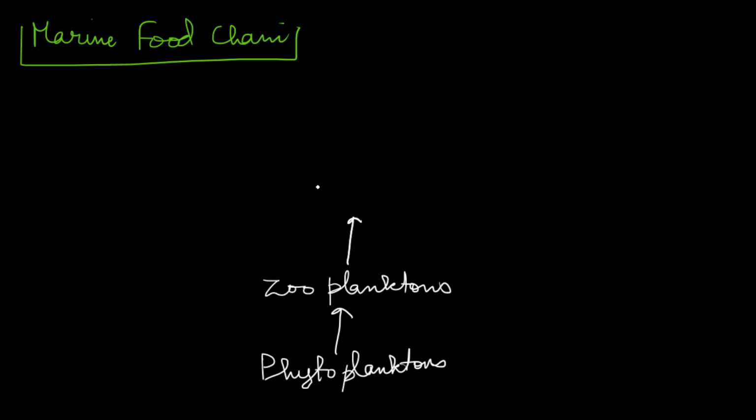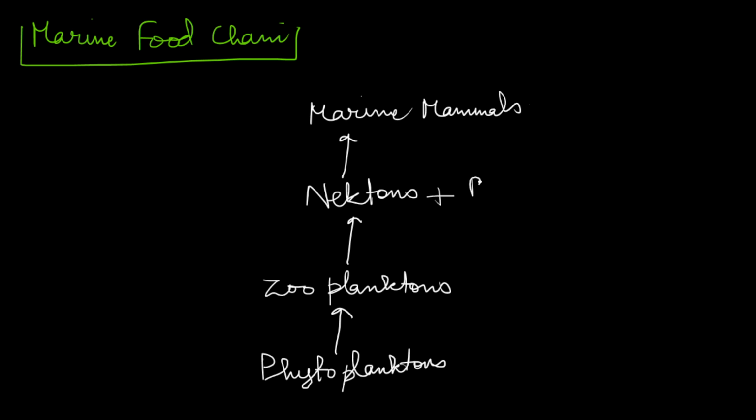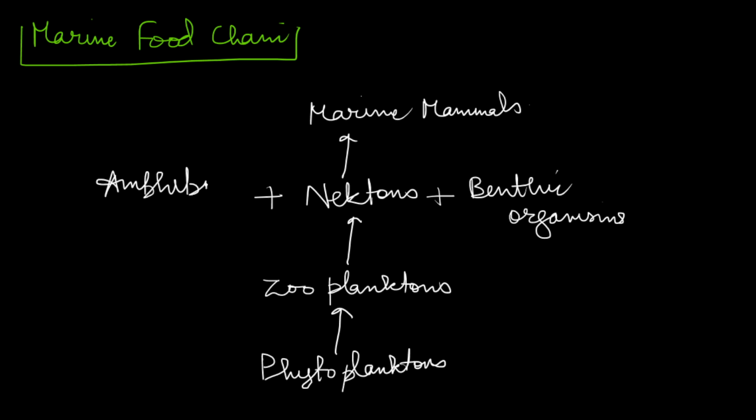Then we have nectons, and then we have marine mammals. And equivalent to nectons, we have benthic organisms, and we have other amphibians and reptiles also. So this is the overall marine food chain. Now we will discuss a little bit of all these.